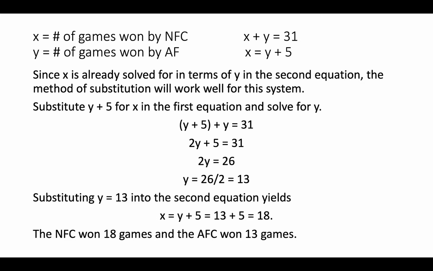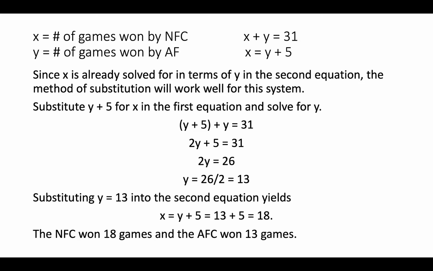Since x is already solved for in terms of y in the second equation, the method of substitution will work well for this system. We substitute y plus 5 for x in the first equation and solve for y. So first equation is x plus y equals 31. Using y plus 5 for x gives us y plus 5 plus y equals 31.